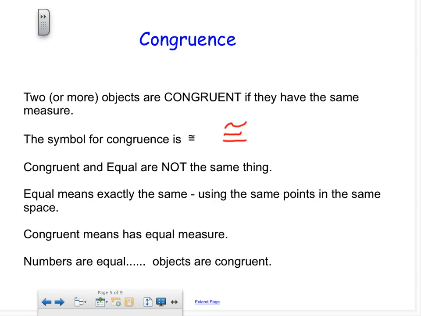Really what it boils down to is numbers are equal. Equality applies to value in general. Congruence applies to things like angles or segments or triangles. So if I want to say two triangles have exactly the same measurements, I'd say they're congruent triangles. If I want to say two angles have exactly the same measure, I say they are congruent angles. They are not equal angles. Their measurements are equal, but the angles themselves are congruent. And that is a point we're going to keep working on, and we'll talk about as you're working through your assignments as well.